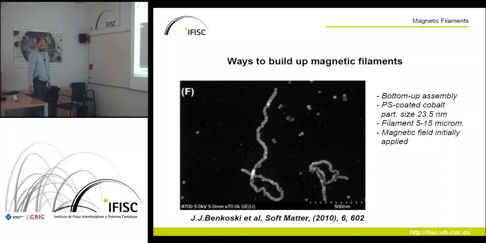Another way of creating magnetic filaments relies on the fact that in some cases, like for instance the polystyrene cobalt particles, the magnetic interaction is so strong that they can hold together even in absence of a field, without any need of linking them. So first you apply a magnetic field, they orientate, they form the chains, and then you just suppress the magnetic field.